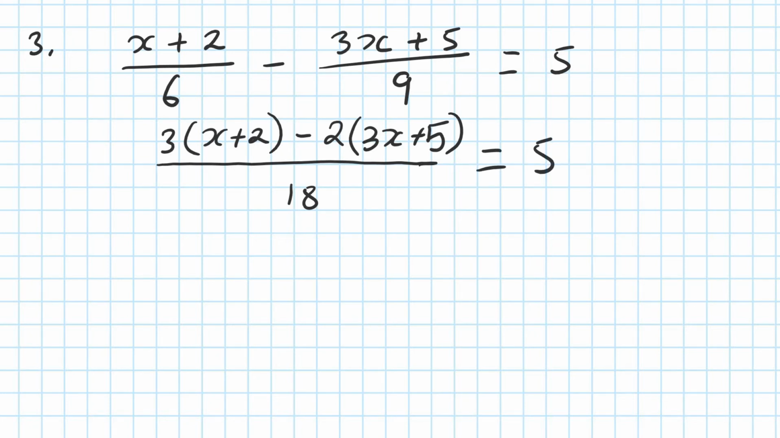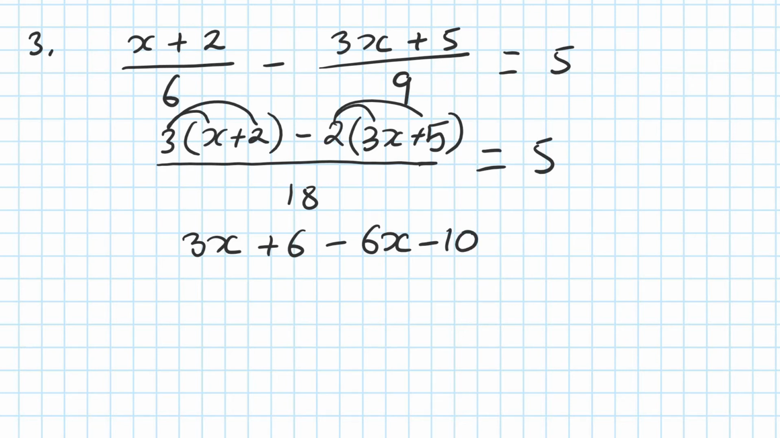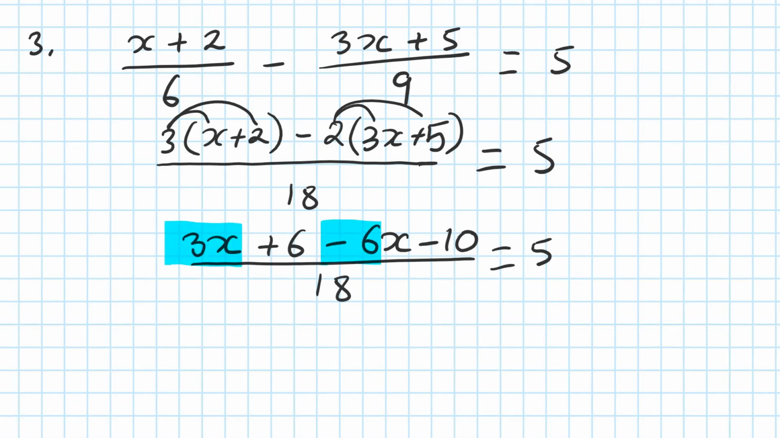Now what I do is just remove the bracket. 3 times x is 3x, 3 times 2 is 6, so I add 6, minus 2 times 3 is minus 6x, minus 2 times 5 is minus 10, all over 18, which is equal to 5. Alright, now I just collect like terms. So 3x minus 6x is minus 3x.